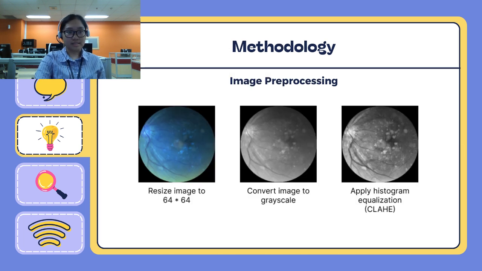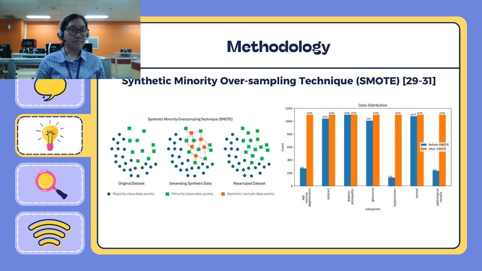For the image preprocessing, the images are converted to grayscale to highlight the texture needed. Then, we use histogram equalization, specifically contrast-limited adaptive histogram equalization or CLAHE, to enhance the image quality. To address the data imbalance from using different datasets, we use synthetic minority oversampling technique or SMOTE to generate a synthetic instance by interpolating between the selected instance and its neighbor.